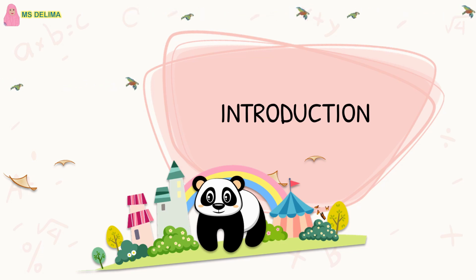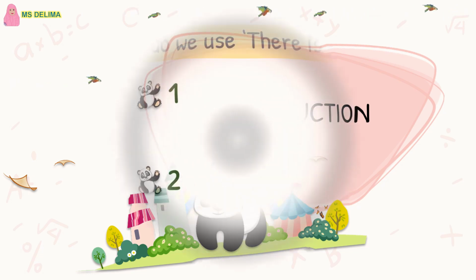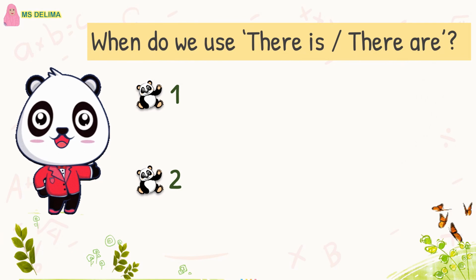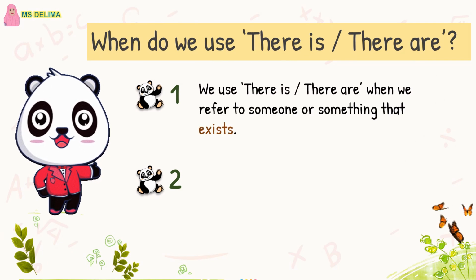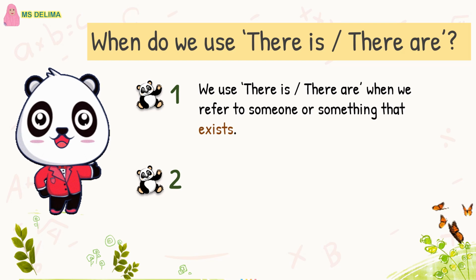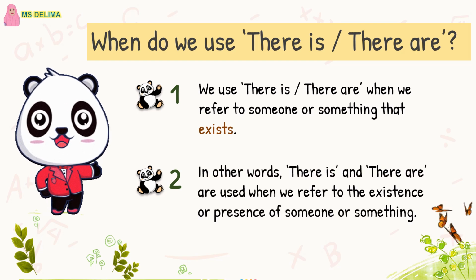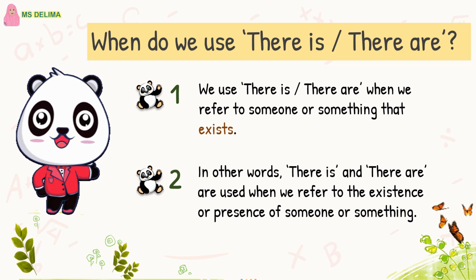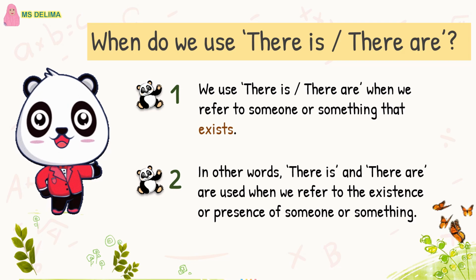Introduction. When do we use there is or there are? Firstly, we use there is or there are when we refer to someone or something that exists. In other words, there is and there are are used when we refer to the existence or presence of someone or something.